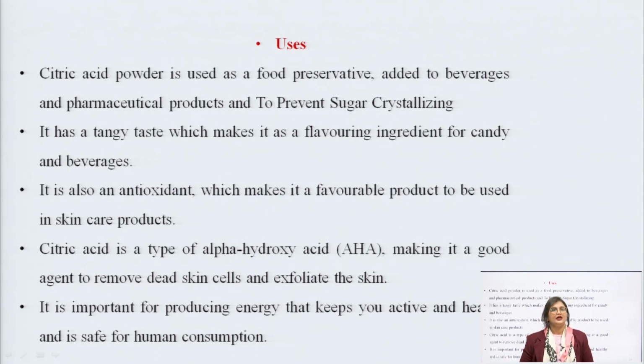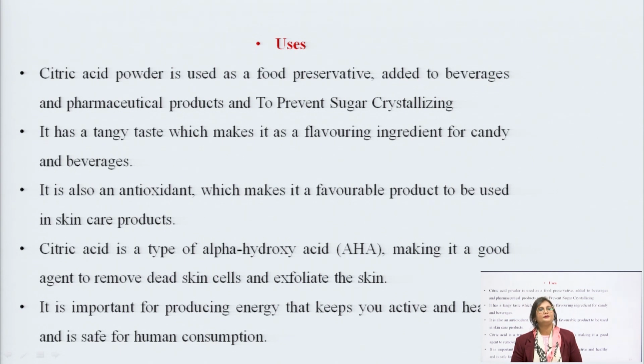Citric acid powder is used as a food preservative when added to beverages and pharmaceutical products. It has a tangy taste which makes it applicable as a flavoring ingredient for candy and beverages. It is also an antioxidant, making it favorable for addition into skin care products. Citric acid is a type of alpha hydroxy acid, making it a good agent to remove dead skin cells and exfoliate the skin.